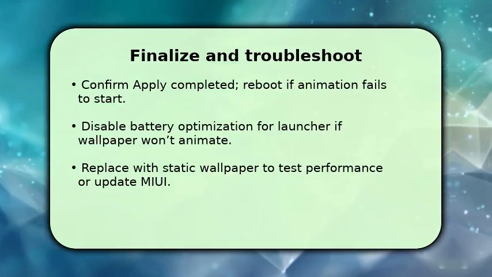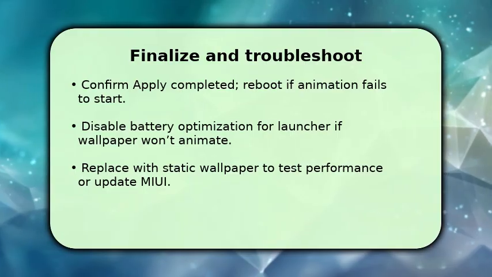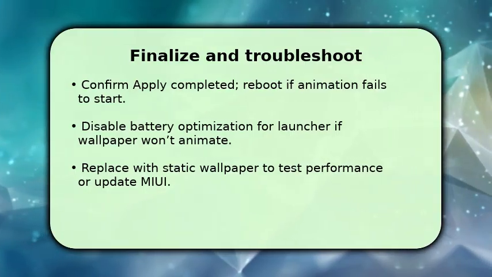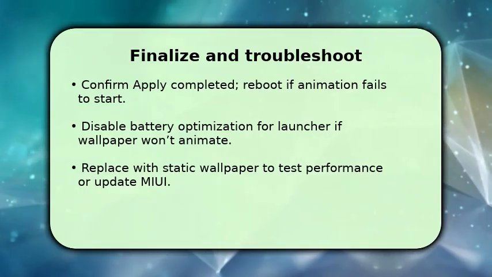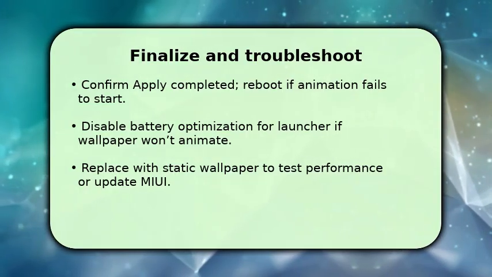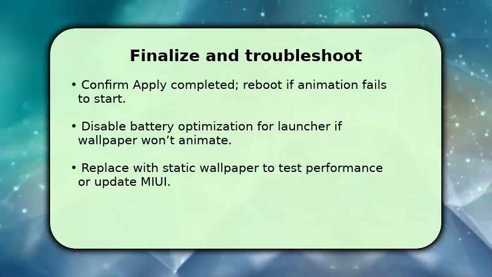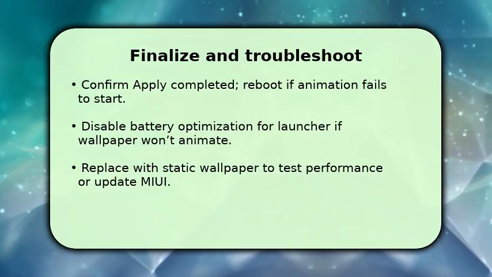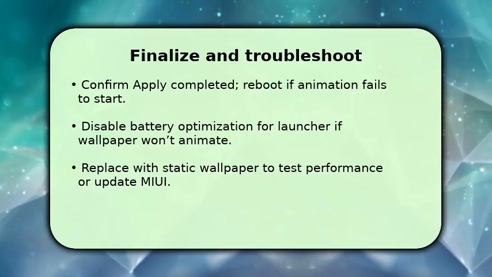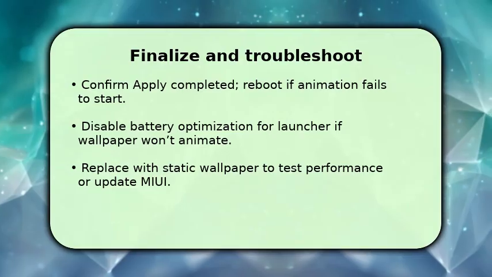If problems persist, disable battery optimization for the launcher or the Gallery app so Android won't suspend animations. You can find this in Settings, Battery, App Battery Saver. As a quick test, switch to a static wallpaper. If performance improves, consider a lighter live option or update MIUI.